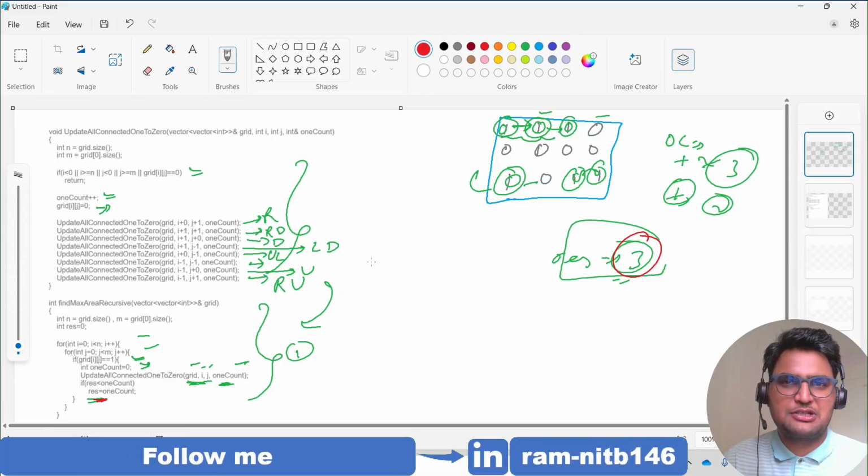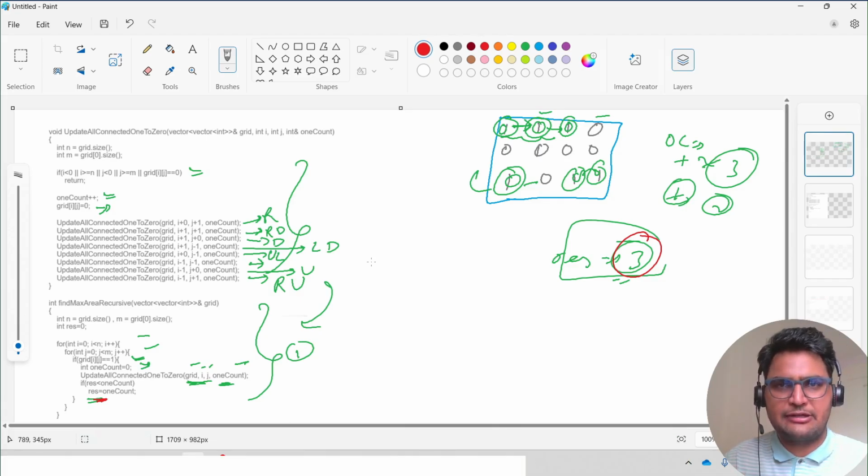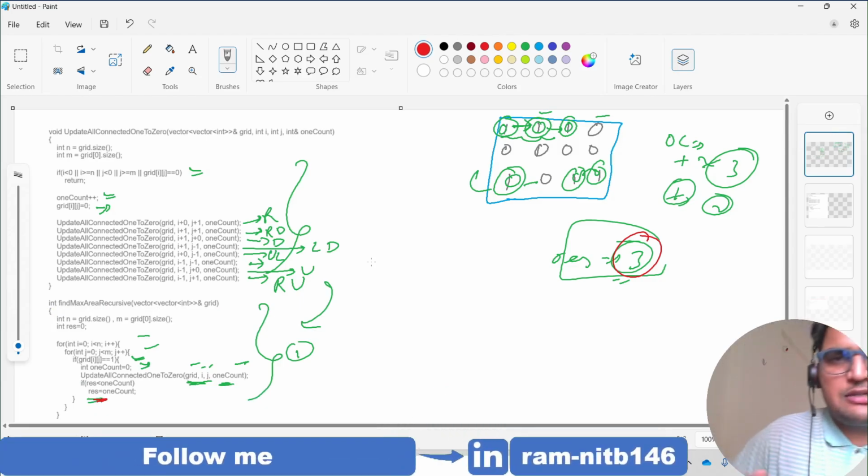I hope you understood the question and the algorithm we discussed with multiple use cases. We did the dry run, and then I explained the C++ implementation of this algorithm, and we ran multiple use cases.